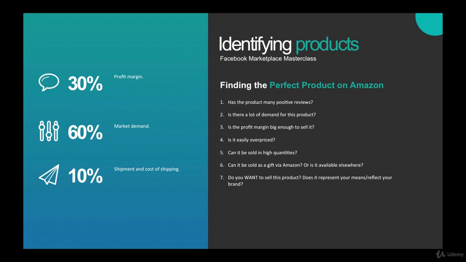Then, do you want to sell this product? Does it represent your means or reflect your brand? Now, especially if you get into branding and you're selling certain products, what you want to make sure is the following, that every product that you're selling is actually representing the brand. So for instance, if you are known for health products, then I wouldn't sell cigarettes. What you want to make sure is that the company message is always reflected in every single product that you sell. So when you're selling fitness products, you want to make sure that the company doesn't sell anything else which could contradict the view that people should have of the company.